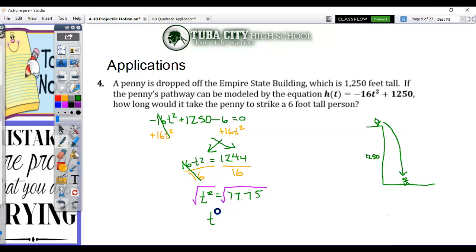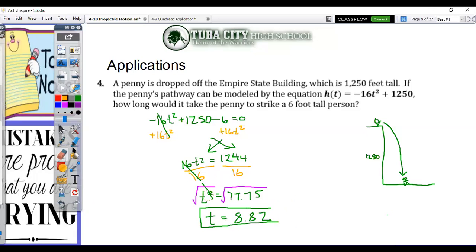Oopsie, we got rid of that square. So we got rid of the square root, and square and square root are inverse operations. They are inverse operations, so they will be undoing each other. So the time in flight while it's falling, the time of falling, is about 8.82 seconds.